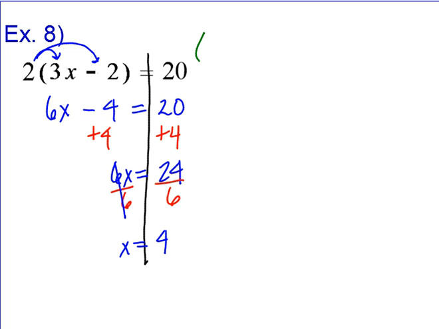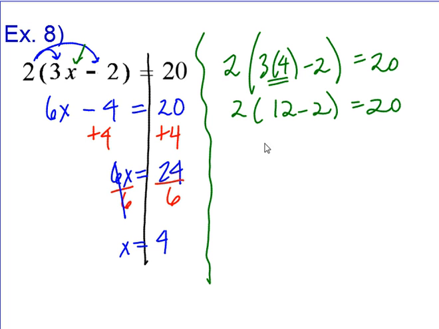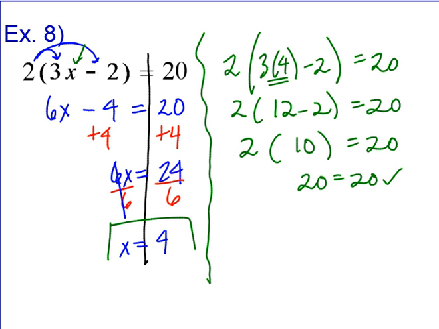We need to check our solution by plugging this answer of 4 back in where the x is to make sure that it works. So 2 times 3, and in the x spot, we're going to put a 4 minus 2, and that equals 20. We're going to work from the parentheses, so we've got to do the multiplying first. So 3 times 4 is 12. Then within the parentheses, 12 minus 2 is 10. 2 times 10 is 20. And since both sides are now identical, this answer of 4 does work out.